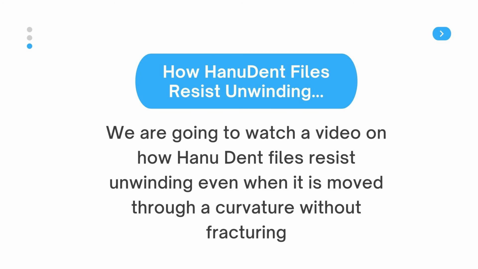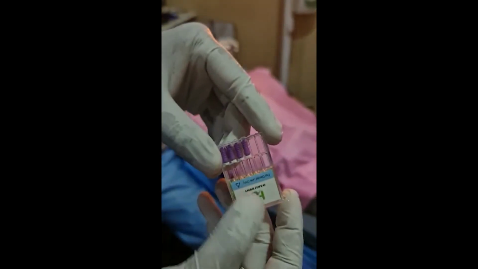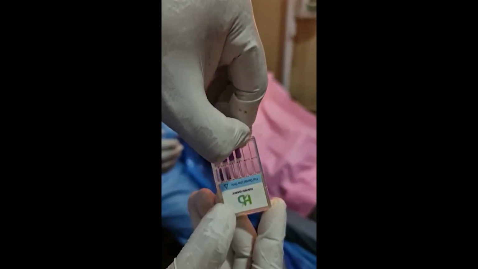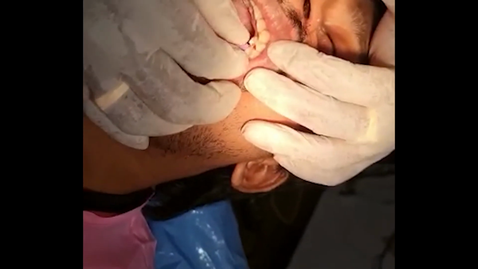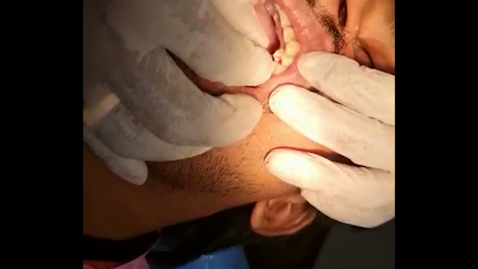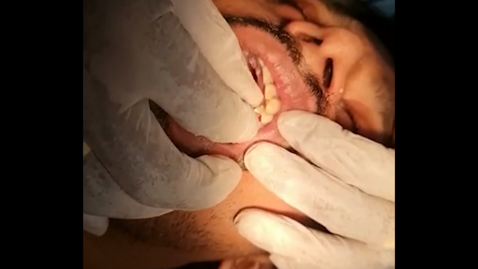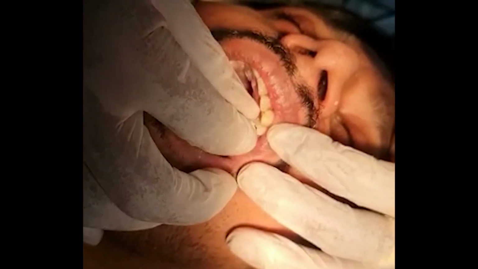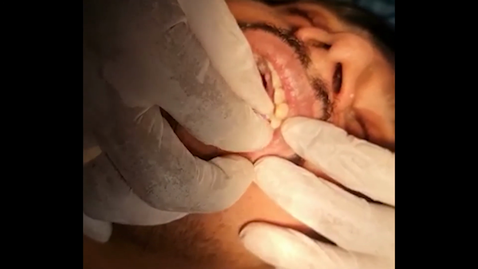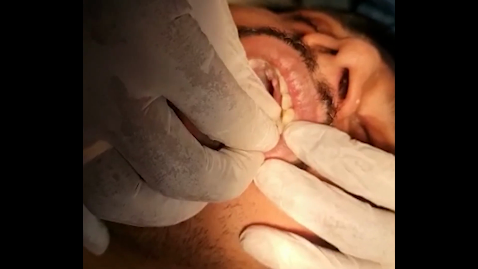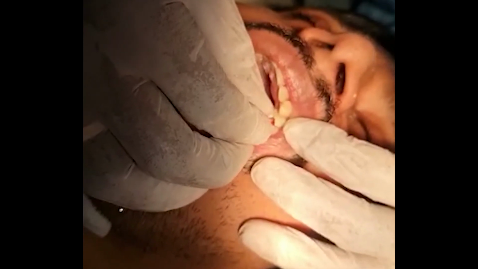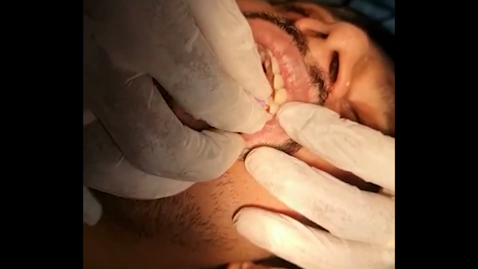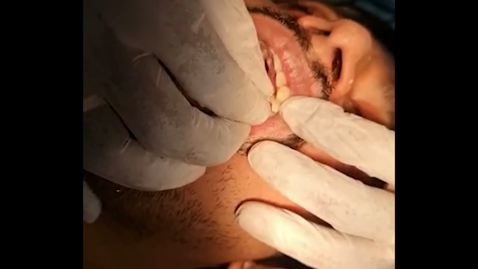without fracturing. Now I am going to take this file into the canal. On the first resistance, I stop, that is a curvature. With a slight soft movement of the hand, a watch winding motion, I go past the curvature. Now I will not take out this file from the canal. If I take it out, it will be again difficult for me to go back beyond the curvature.